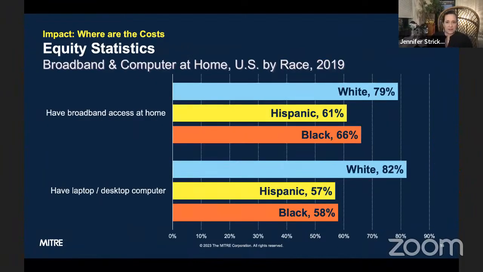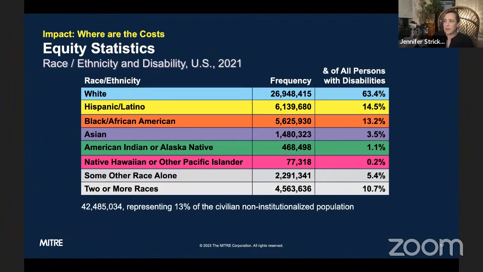And then it breaks down by race as well. So as you can see here, about 80% of white households have broadband access at home, and about 80% have a laptop or desktop at home. But it gets down to 60% for Hispanic and Black households actually having broadband access at home or a desktop or a computer. And then when it breaks down to who actually has a disability, and breaking it down by race, here are some more numbers that can help you make your case for understanding how these inequitable experiences that we design can impact folks.